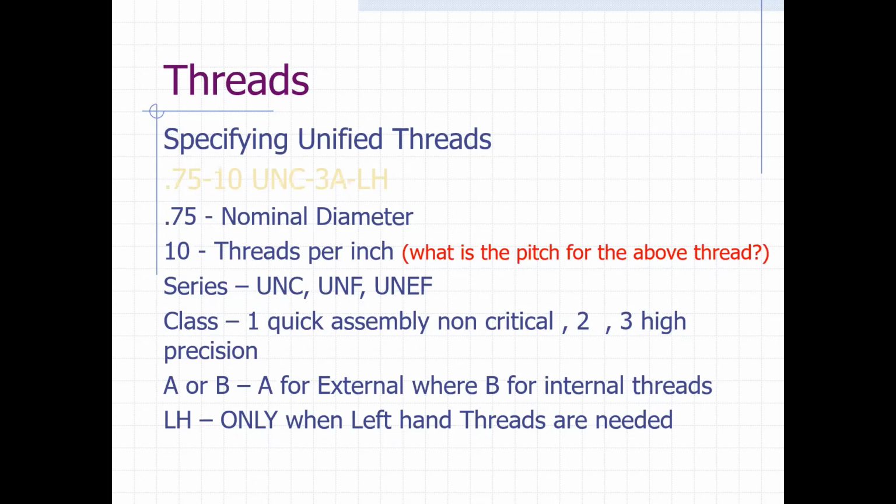The -10 means there's 10 threads per inch. Okay. So there's, in 1 inch, that thread form makes 10 revolutions. So if it makes 10 revolutions in 1 inch, how far apart is each thread form? What would be the pitch of that thread? Can anybody tell me? There are 10 of them in 1 inch. How far apart are they?